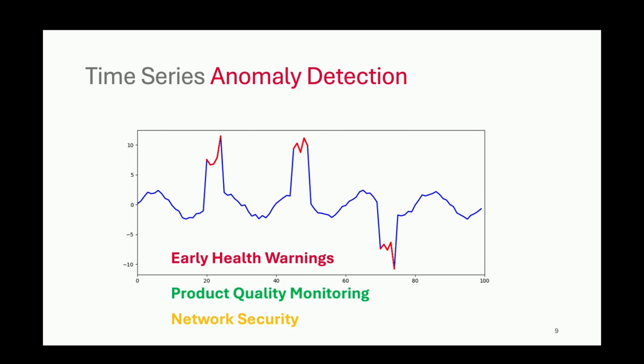Because it can solve different other problems, like it can give us early health warnings, it can help us to monitor product quality, or it can help us monitor or solve network security related problems. So anomaly detection in time series is also a really popular area. And the libraries we are going to discuss today also have support for time series anomaly detection.